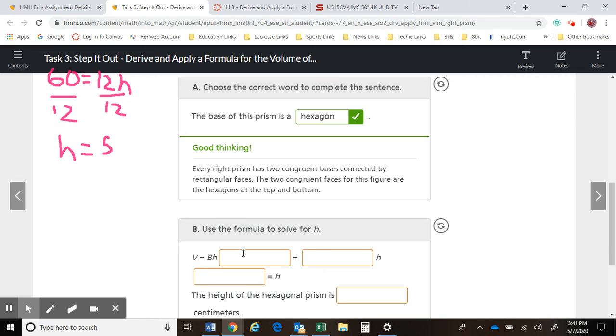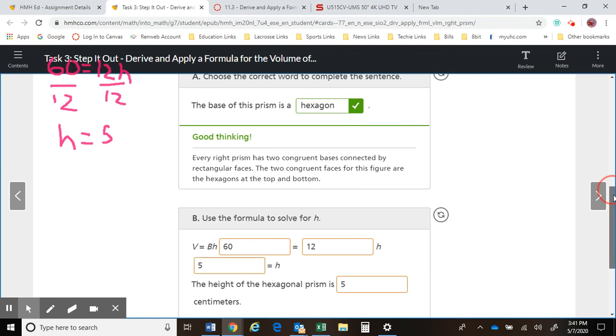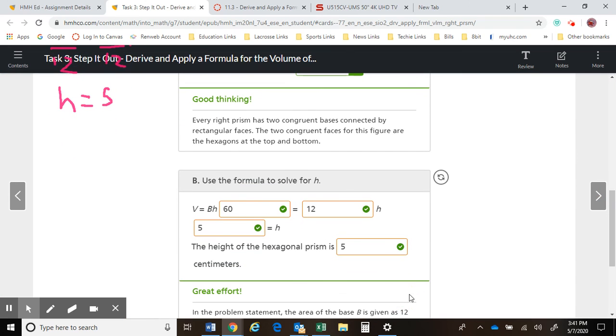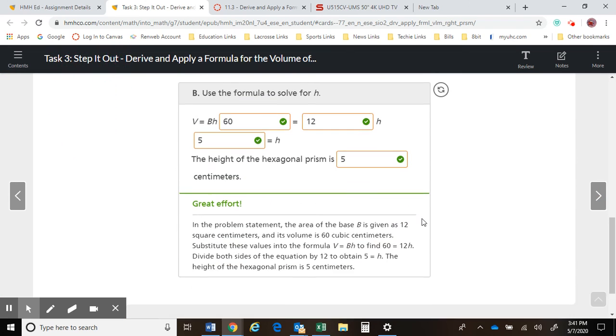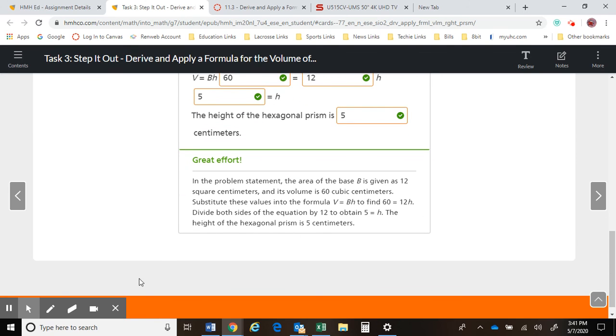Okay. So again, 60, of course, is my volume. What is my 12h? And then, of course, I just divided and I got 5. So the height of my hexagonal prism is 5 centimeters. Check it. We're good. All right, you're ready to do the check understanding and the on your own. Good luck with this. Thanks for watching.